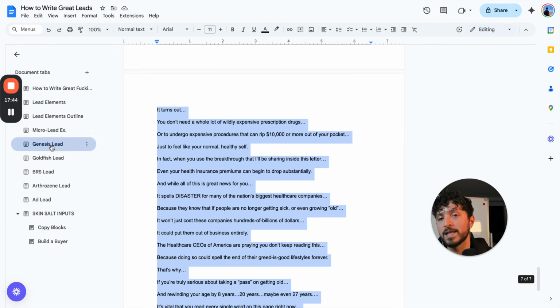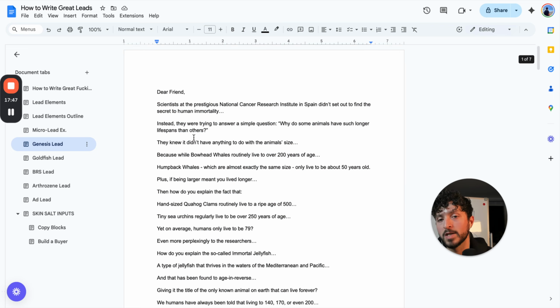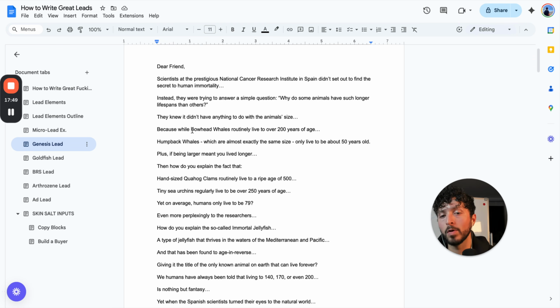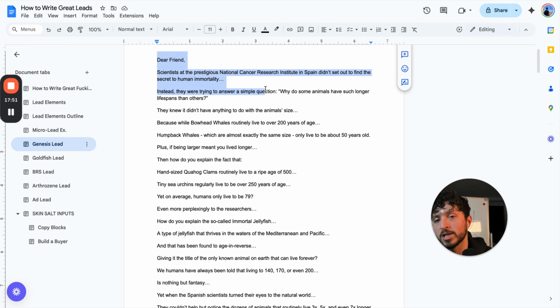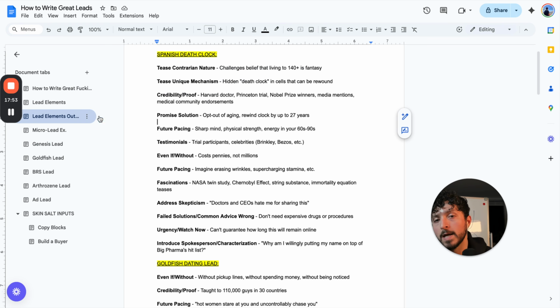Okay, so this is the Genesis lead. This is from my business partner, Stephen Georgi, probably one of my favorite things that he ever wrote. I won't read through it too much, but let me just highlight the main points. It opens with the micro lead. Then we're teasing the contrarian nature, right, that this challenges this belief. Then we're teasing the mechanism. We're talking about all the credibility and proof. We're promising a solution. Then we're future pacing what that solution is like. Then we're going through testimonials. We're talking about how it costs pennies, not millions. Future pacing some more. Going through fascinations, which are bullets. Addressing skepticism, et cetera, okay?